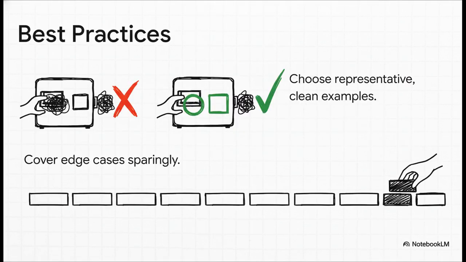Now, to make sure this works well every time, just keep a couple of things in mind. First, and this is a big one, your examples have to be good. They have to be clean and really represent what you're after. You know the saying, garbage in, garbage out. Second, try not to overdo it. Maybe showing 1 or 2 unique edge cases can help, but if you throw in too many complex examples, you might just end up confusing the AI.